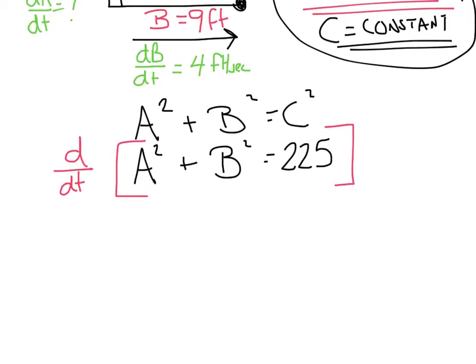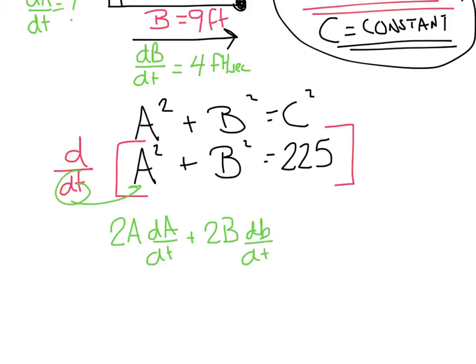So we'll just run through. This becomes 2a, and then don't forget dA dt. Plus 2b, its derivative is dB dt, equals the derivative of a constant is 0, and that's why we love constants.